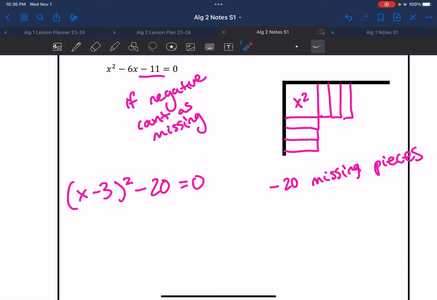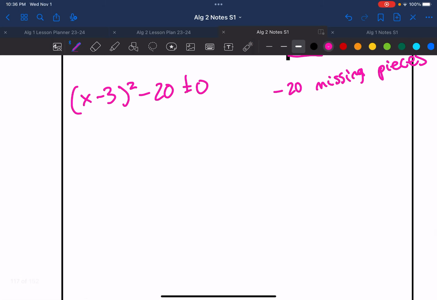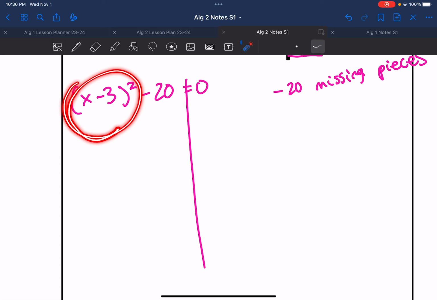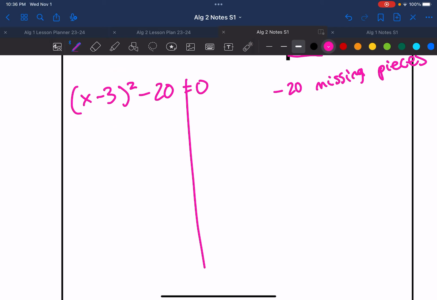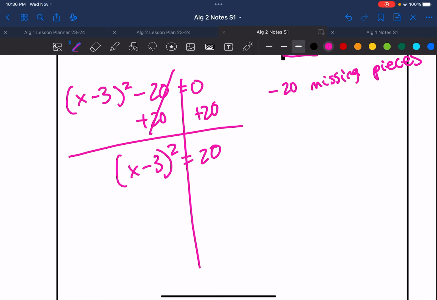And then last step that we added on was solving. Okay, keeping in mind when we're solving, your first goal is to get that quantity squared by itself. So I'm going to try and get rid of this 20 first. It's negative, so I'm going to say plus 20 to both sides. When that happens, my 20s are going to cancel. I'm left with x minus 3 squared equals 20. Okay, I got my squared bit all by itself, so I can get rid of that squared by using a square root.